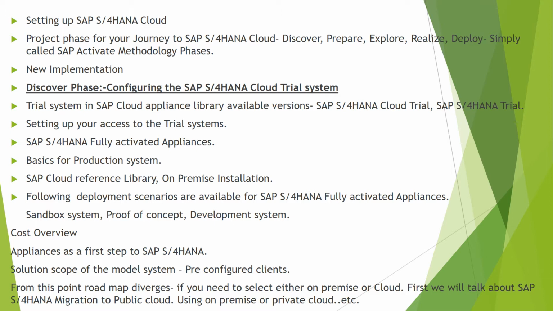And then second, after sandbox, the second deployment scenario is proof of concept. The appliance is an ideal proof of concept, POC, system because it is pre-configured and can be implemented easily. Because you will be using a specific copy of the SAP S/4HANA system, you can customize the system as required and extend the solution scope to accelerate your POC.